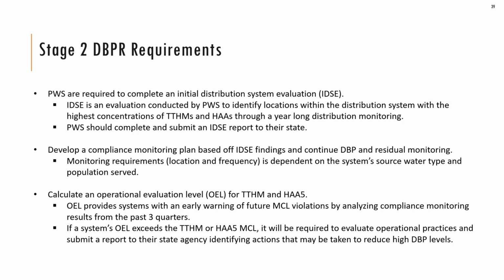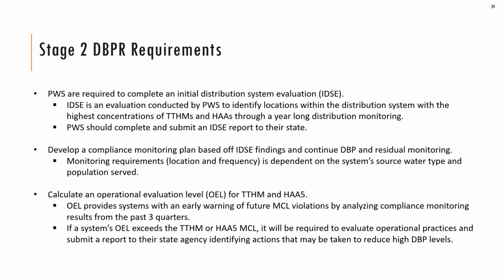Public water systems are required to complete a year-long evaluation and submit a report to the state. Once the systems complete an IDSE, they are required to develop a compliance monitoring plan, which includes details on how the water system plans on complying with the Stage 2 DBPR monitoring requirements. The plan includes monitoring locations that were decided from the IDSE, sampling schedules, which indicate dates on which operators will collect samples, along with a sketch of the distribution system so states can have a better understanding of what the distribution system looks like.